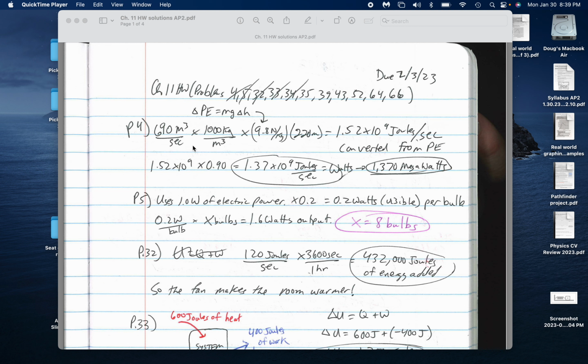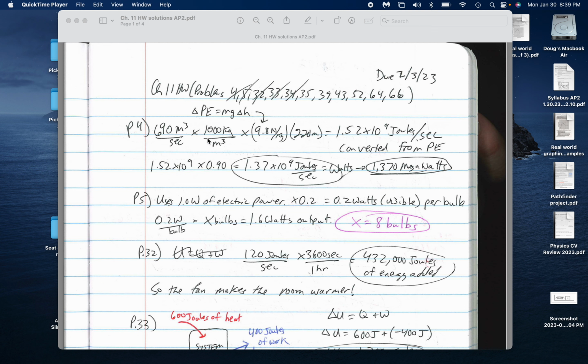Okay, so basically it says the Glen Canyon hydroelectric power plant releases 690 cubic meters of water per second, which is a lot, by the way. I think that's a lot of cubic feet. Basically, it's released 220 meters below the top of the dam. The generators are 90% efficient. What's the maximum possible electric power?